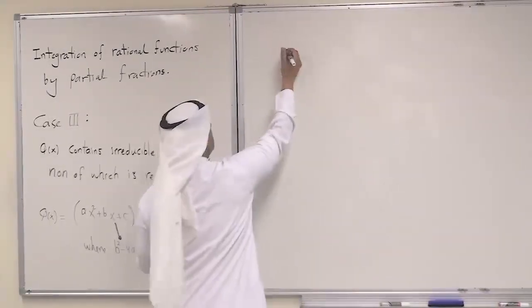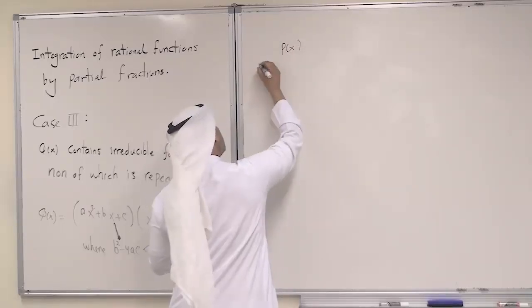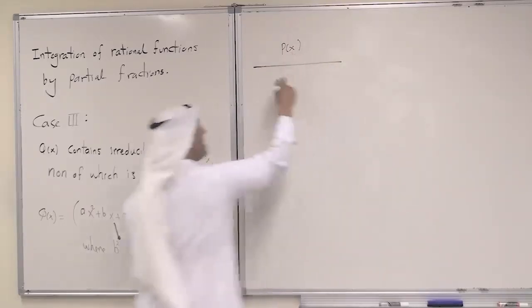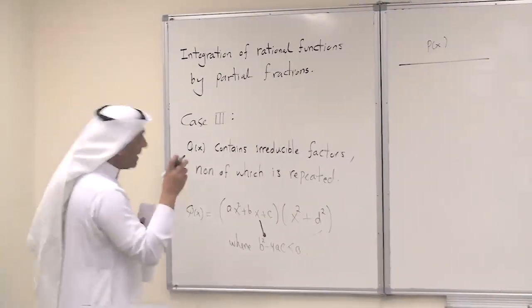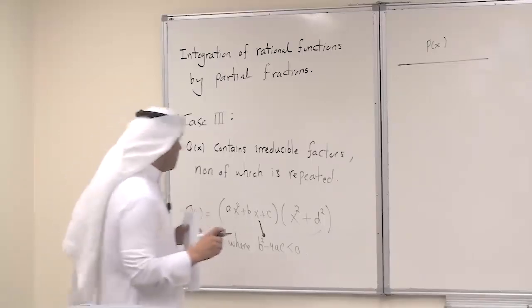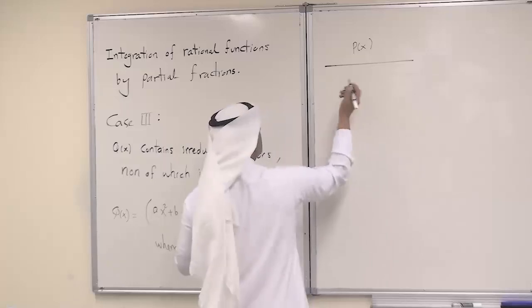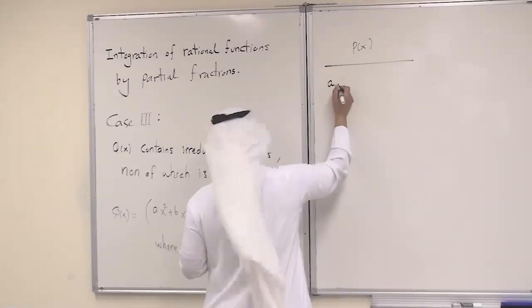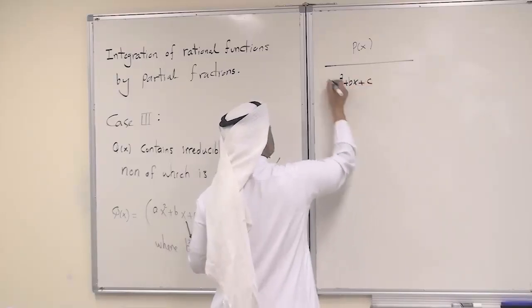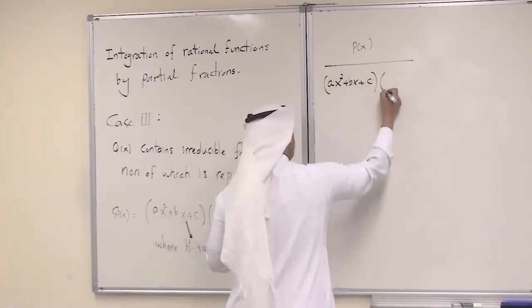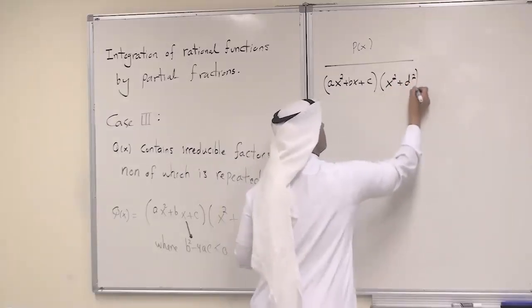Our function has p of x in the numerator, and the degree of the numerator is less than the degree of the denominator. What do we have here? The denominator is written as ax squared plus bx plus c, which is not factorable. Also, we have something like x squared plus d squared, for instance, and this is not factorable.